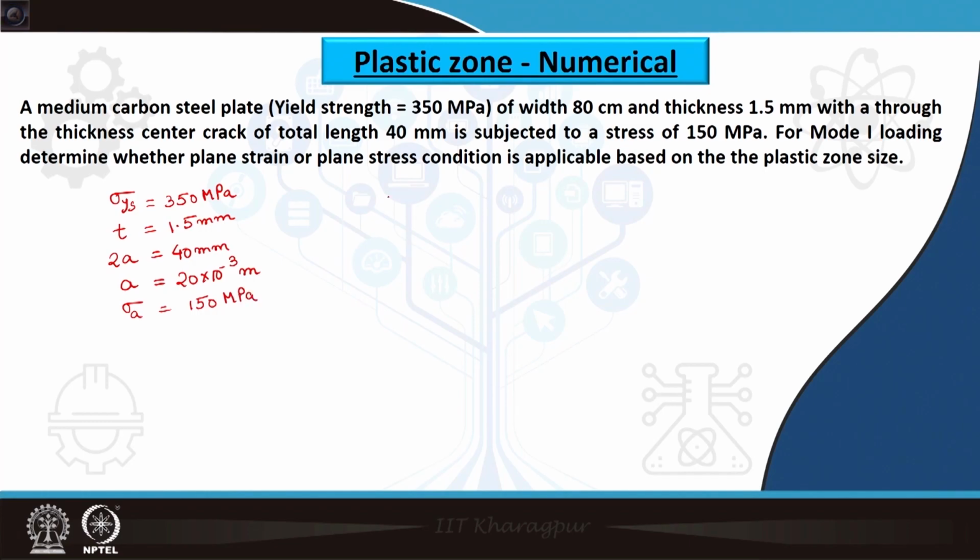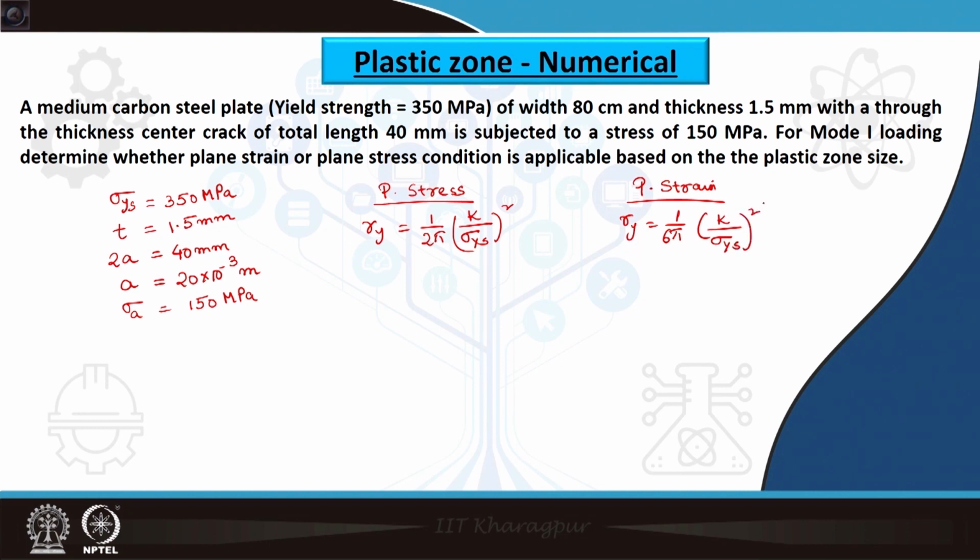So, if we need to figure out the plastic zone size under plane stress condition at first hand, or the plane strain condition thereafter, what we need to know is the value of K, because R y is given by 1 by 2 pi (K by sigma yield strength) square, and in this case, for plane strain, R y will be just 1/3 of that, or 1 by 6 pi (K by sigma yield strength) square. So, what we need to find out is the value of K first.